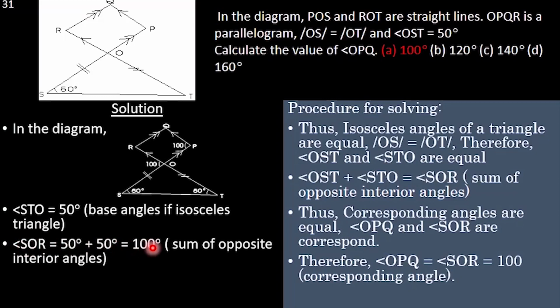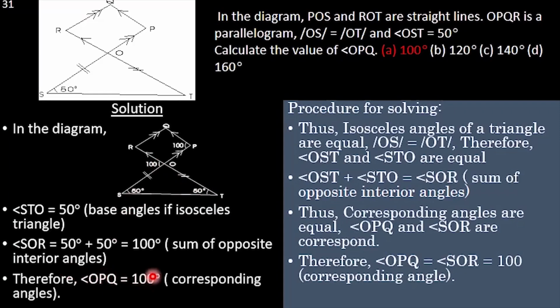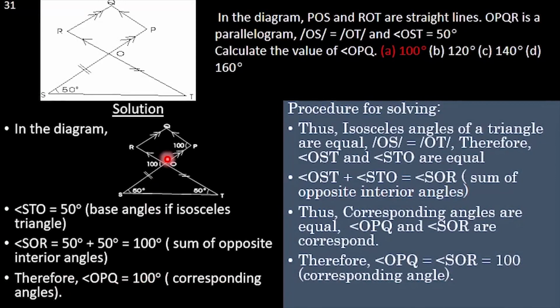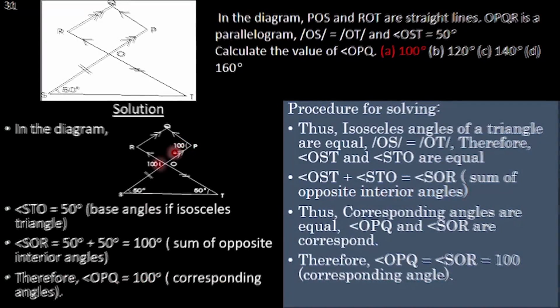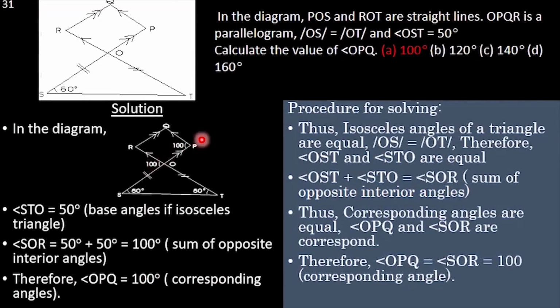The sum of opposite interior angles. That is, this angle is exterior to these base angles, so you are going to add these angles together. When you add these two angles together, you will have 100 degrees, the sum of opposite interior angles. Therefore, angle OPQ is equal to 100 degrees by corresponding angles. How? This angle is equal to 100 degrees, and this angle and this angle are corresponding. Therefore, this angle is equal to 100 degrees. Corresponding angles are equal.